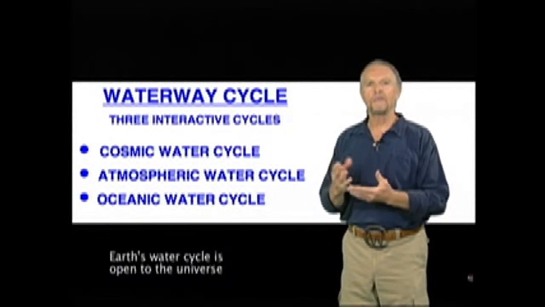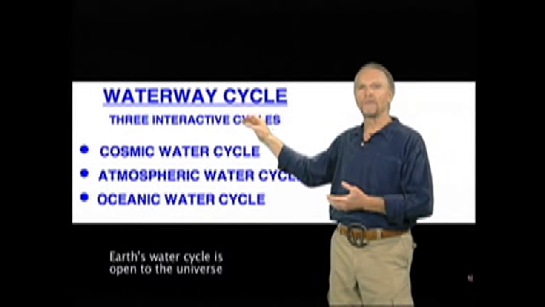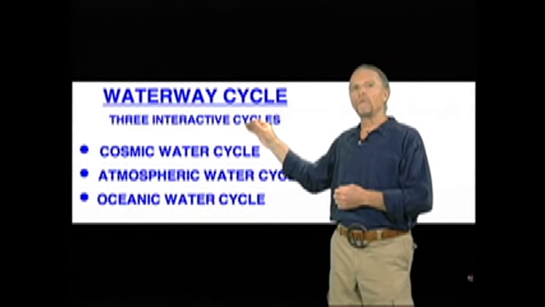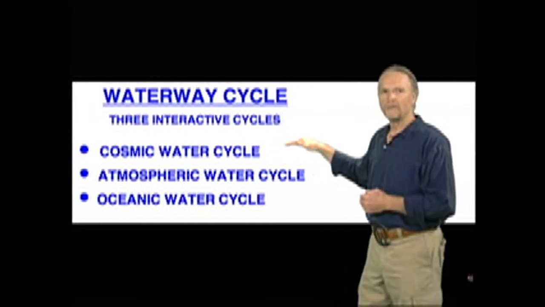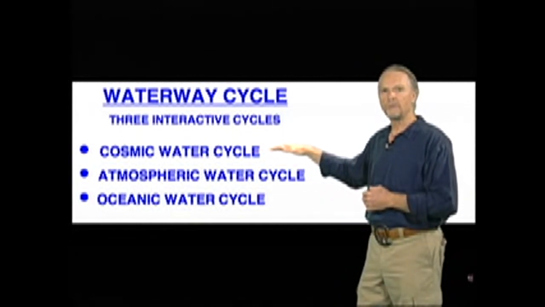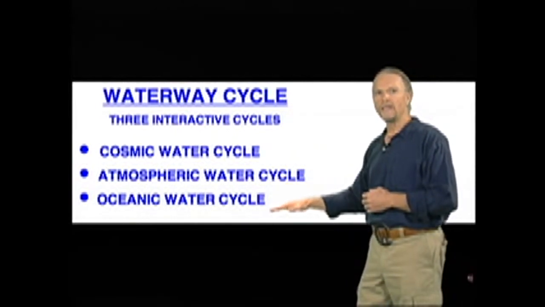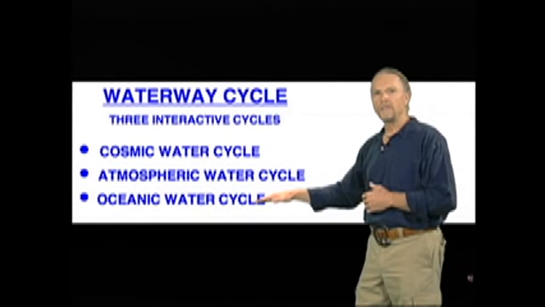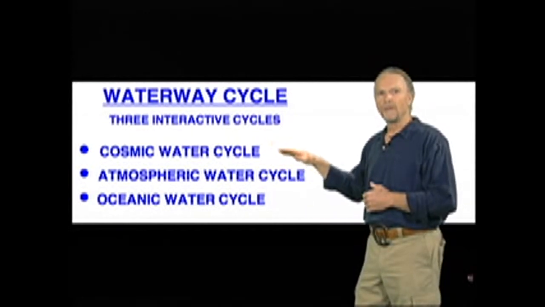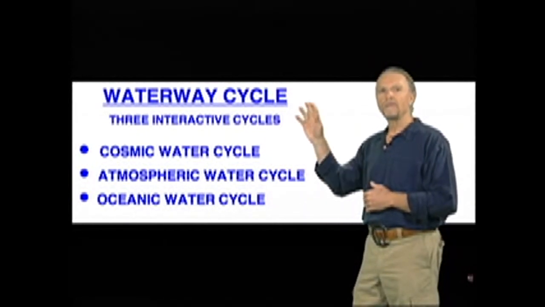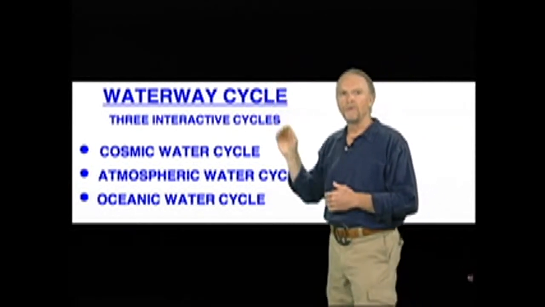This means that the cosmic cycle, which is part of the 3 interactive cycles for the waterway cycle, is an open system. The waterway cycle with the cosmic cycle, where water comes to us from space and is lost to space, the atmospheric cycle, which circulates the water, and the oceanic cycle that completely recycles our ocean water. So it is an open system from the core of the Earth out to the outer limits of our atmosphere and all the way out into the universe.